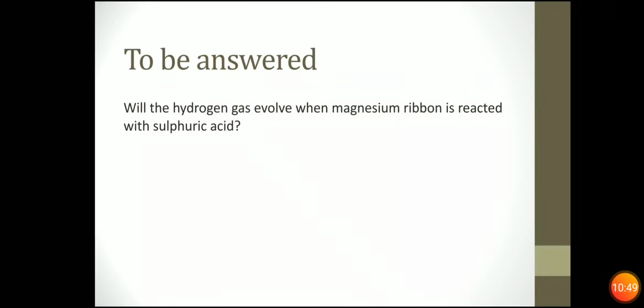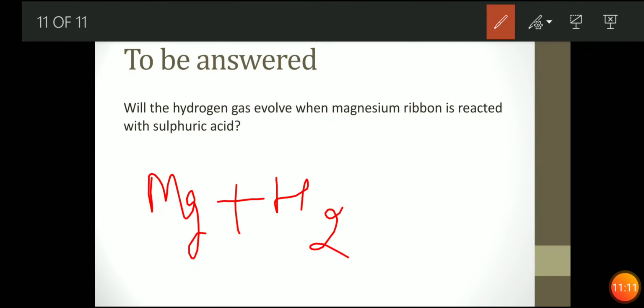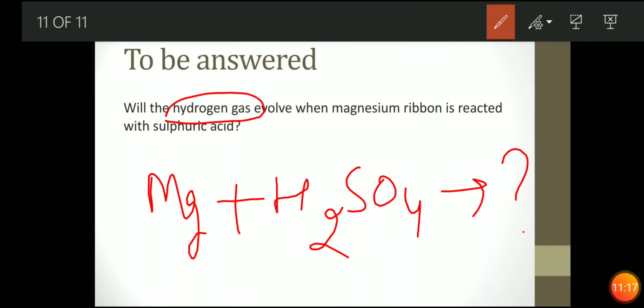Now what is the question? Will hydrogen gas evolve when magnesium ribbon is reacted with sulfuric acid? Sulfuric acid's formula is H2SO4. The reaction will be Mg plus H2SO4. You will write the product and tell whether hydrogen gas is evolved or not.